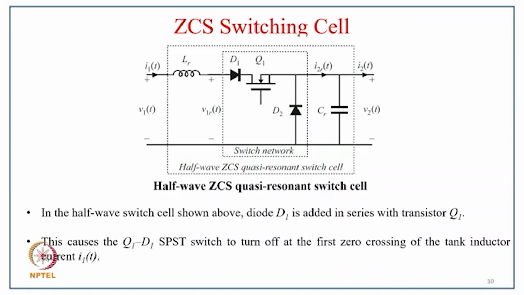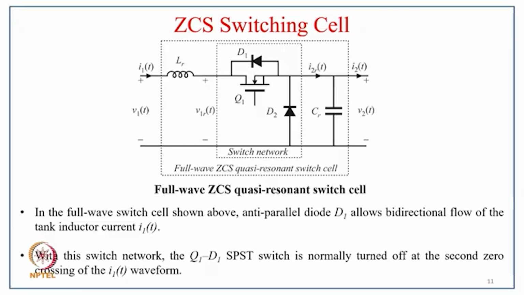And this is typically the half wave ZCS quasi-resonant circuit, where the inductor and diode are connected in series with the switch. So in the half wave switch cell shown above, the diode D1 is in series with the transistor Q1, and this causes the switch Q1 and D1 to turn on and turn off at the first zero crossing of the tank inductor current I1.